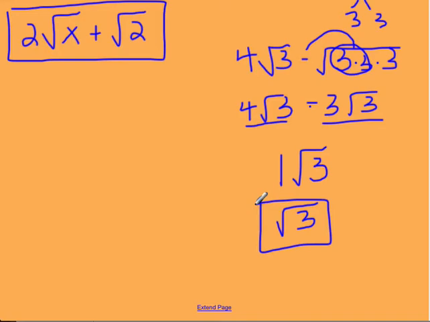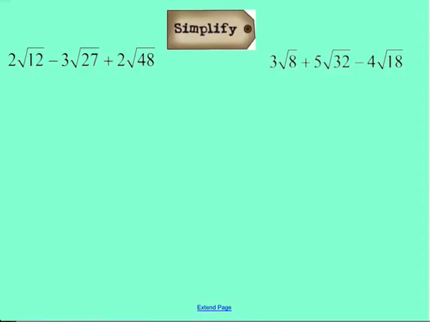Next, let's take a look at number 7. So for number 7, we want to simplify all of these radicals. So let's start with 12. So with 12, I have 4 and 3, and 4 breaks down to 2 and 2.